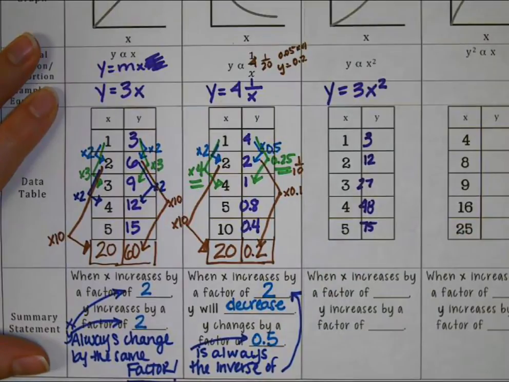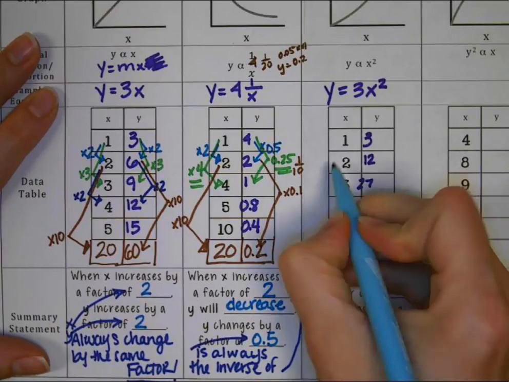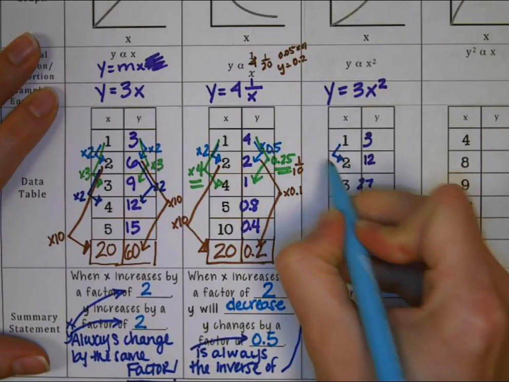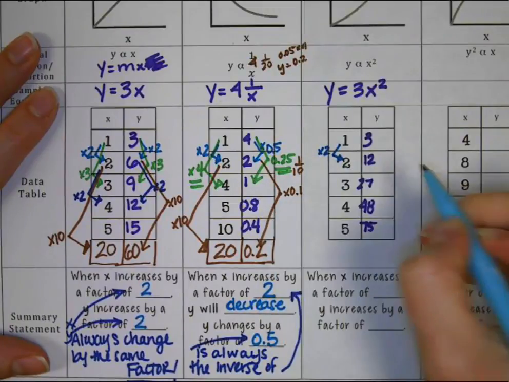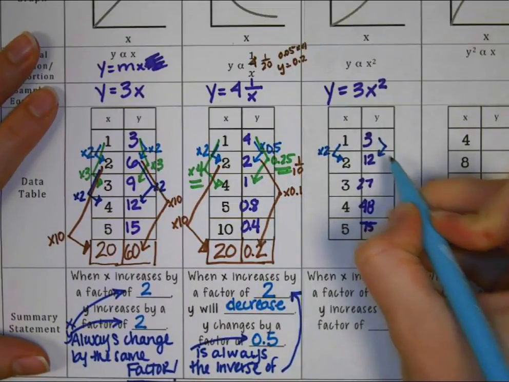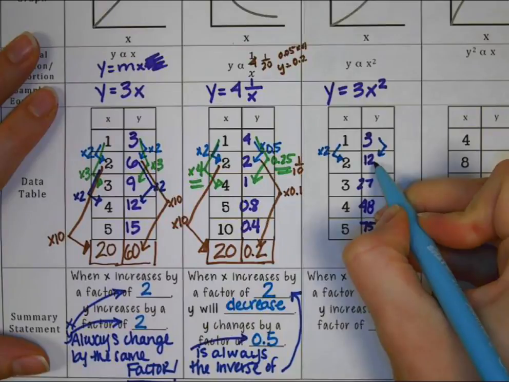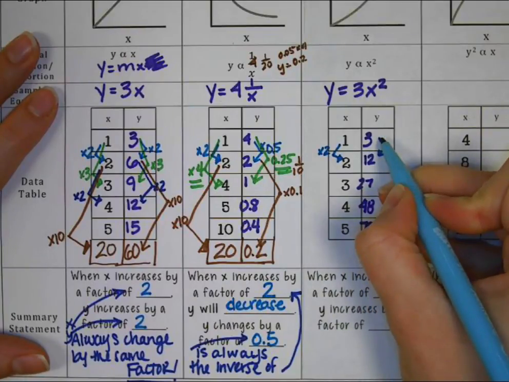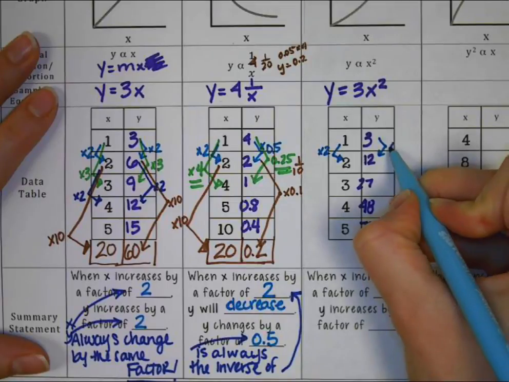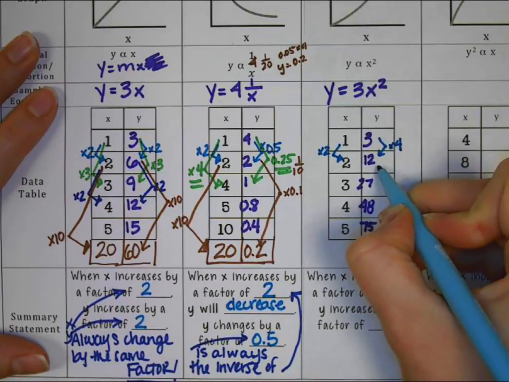Let's look at our differences again. How does y change when x changes a certain way? So let's look at our x changes by a factor of 2. 1 to 2 is changing by a factor of 2. Y is going from 3 to 12, so by what factor does that change? We would take 12, divide by 3, and you get a value of 4. So it's changing by a factor of 4 to get to 12.